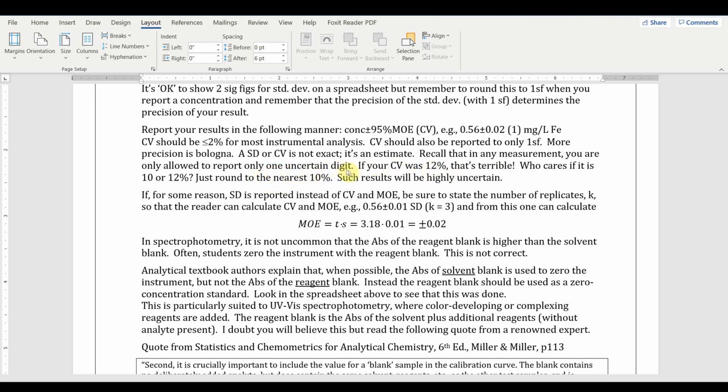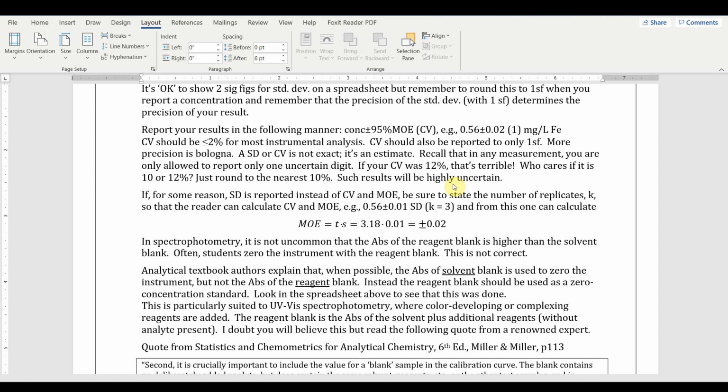So let's say, take an extreme case, if CV was 12%, well that would be terrible precision. Then who cares if it's 10 or 12? Just round to the nearest 1 sig fig, so you'd report 10%. Such a result would be highly uncertain. It would be meaningless to report 12% versus 10%.